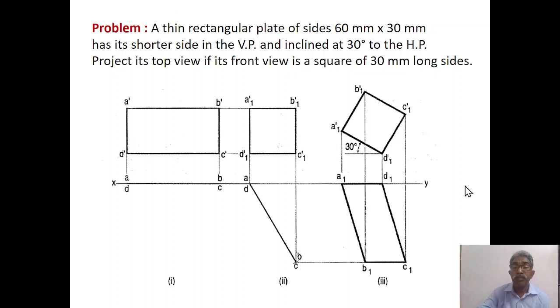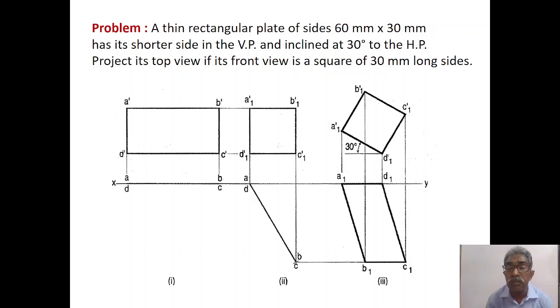In this way, when a plane is inclined to both the horizontal plane and the vertical plane, projections are drawn in three stages. In the first stage, you have to assume the plane parallel to one of the planes. In the second stage, you have to make the plane inclined to both planes, and in the third stage, you have to make the plane inclined to the other plane, or you have to make some side inclined to the other plane.